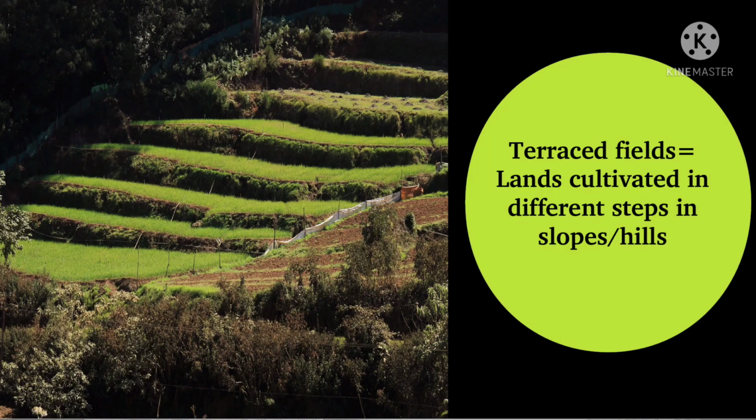Coming to the next one. Terraced fields. What do you mean by terraced field? Yes, you can look at this picture. We can see that there are different steps in which people are cultivating their crops. So, these terraced fields can be seen on slopes or hills.